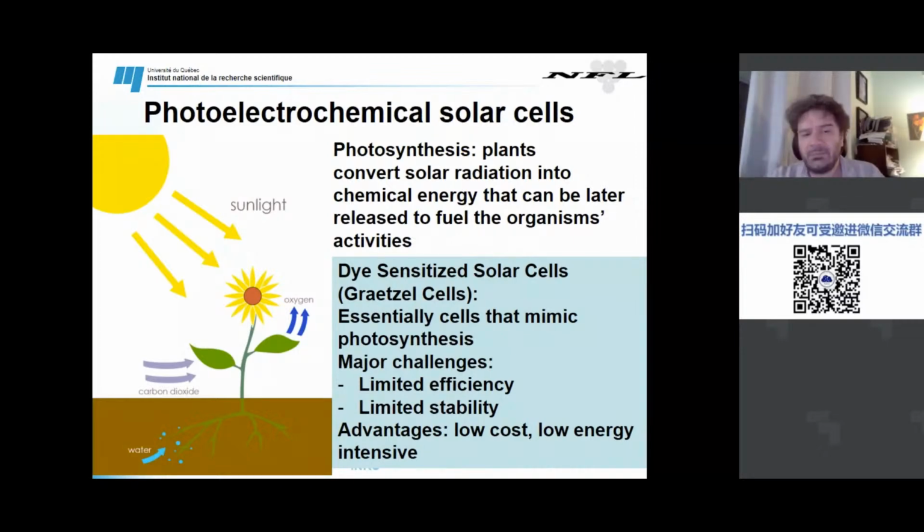But of course, they have a limited efficiency. The record in a lab is 14%, which means that you lose when you scale up. And of course, the stability is not that great, certainly not comparable to silicon solar cells that can last a couple of decades. So those are two major challenges that need to be addressed. On the other hand, it's a fairly low-cost technology and quite low in terms of being energy intensive.